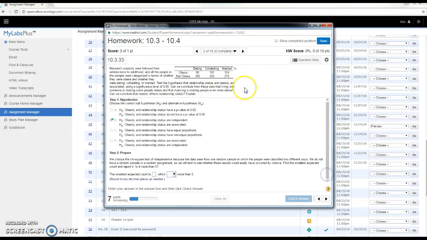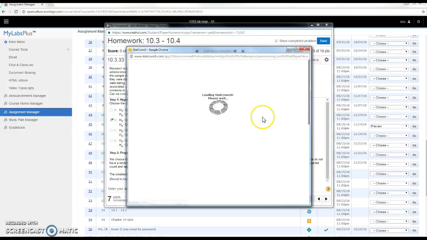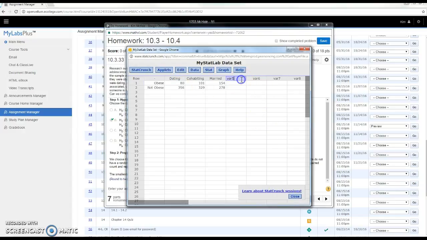I want to make sure I report the smallest expected count. So I need to figure out my expected counts. I'm going to open this in StatCrunch, and make an observed and an expected column. I'm going to put observed first, and that's where I'm going to put all my values: dating obese, dating not obese, cohabitating obese, cohabitating not obese, married obese, married not obese. And then I need to find my expected value.